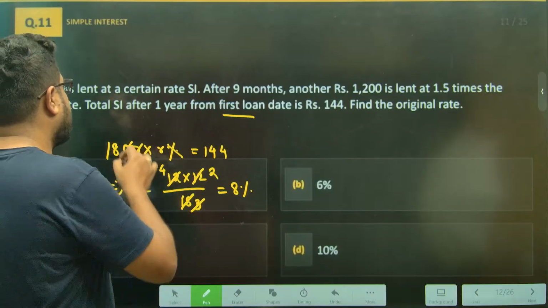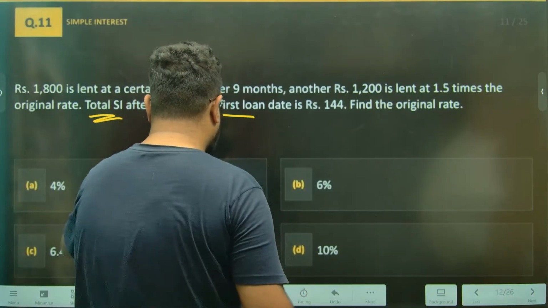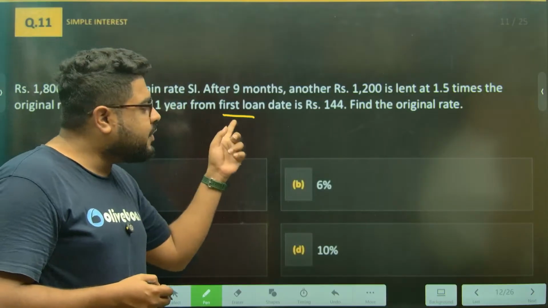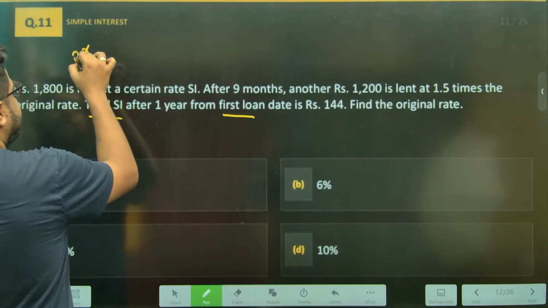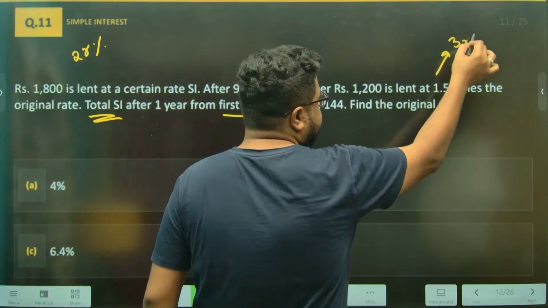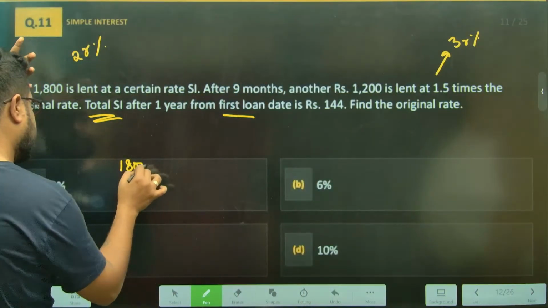Acha, sorry, total SI they have given is for 1 year from the first loan. That's why I was thinking. No, sir, mistake. So sorry. Sir, if I take R percent, 2R percent, okay, I'm taking because there is 1.5 times. So this will become 3R percent. 2R percent on 1800 rupees.